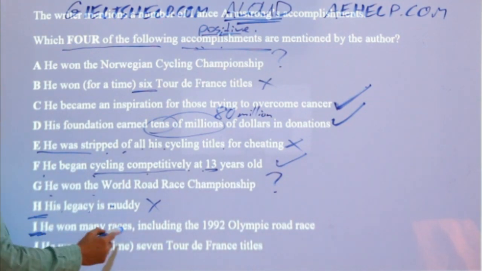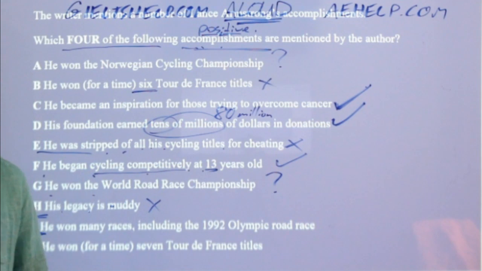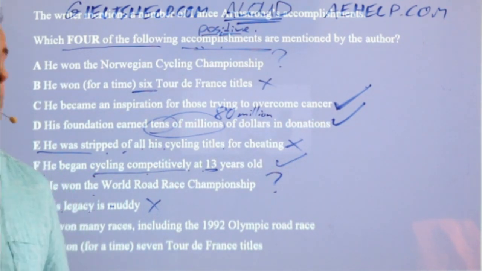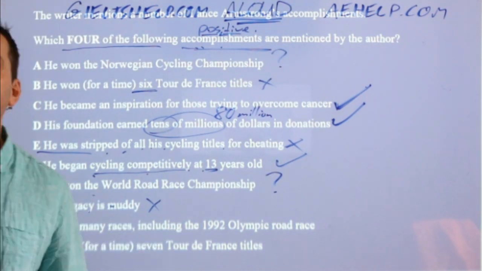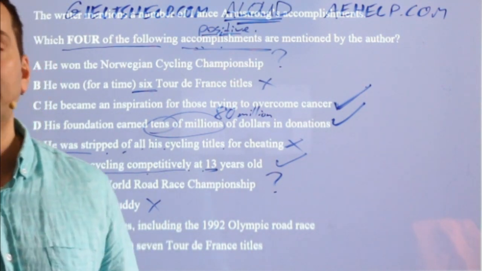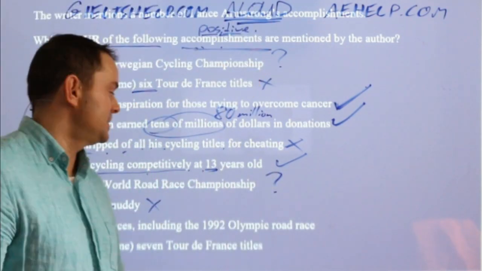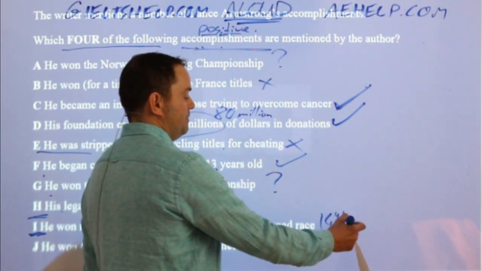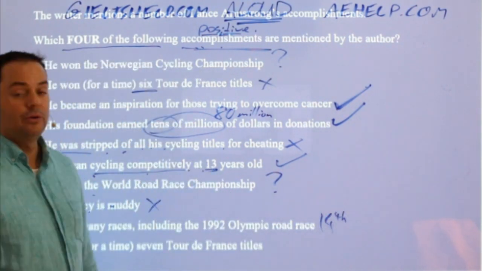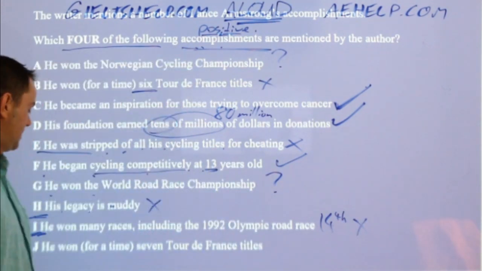He won many races, including the 1992 Olympic road race. Yeah, Abdallah, you're good. You picked up on this one. It's a negative, right? He won the Olympics in 1992. Mandeep says no. That's right, Mandeep. Remember, he placed a disappointing 14th. He was 14th in the Olympics in 1992 in Barcelona. So that's definitely no. Okay.